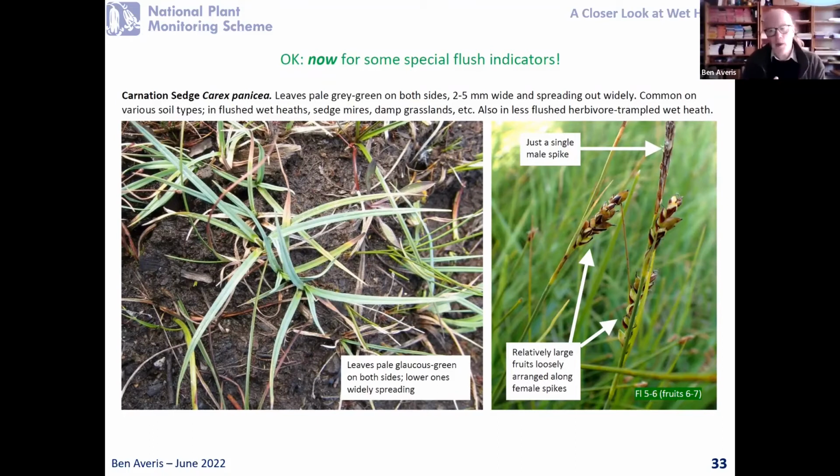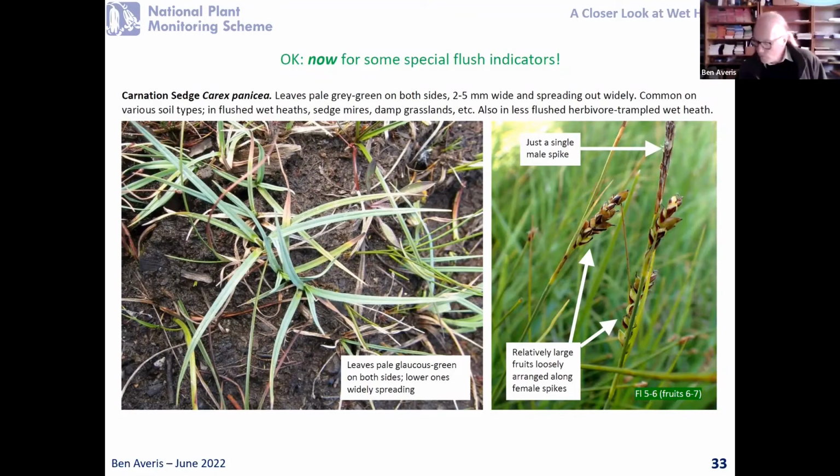But otherwise, it tends to be a pretty good indicator of some flushing, sufficiently good that we tend not to find the carnation sedge in bogs, even though it's such a hugely common species of ground from acid to fairly basic damp places. You might think bogs would be good habitat for it, but they're not.